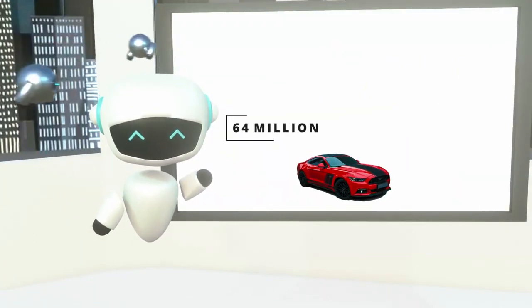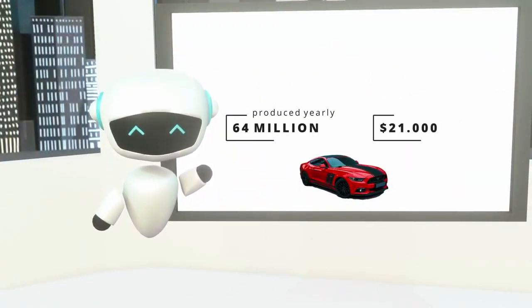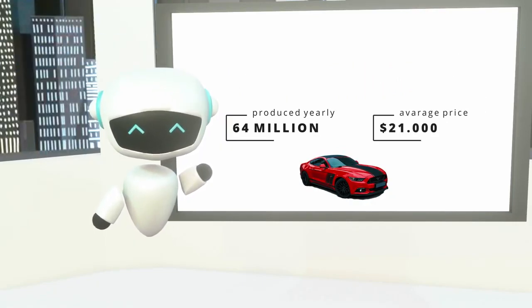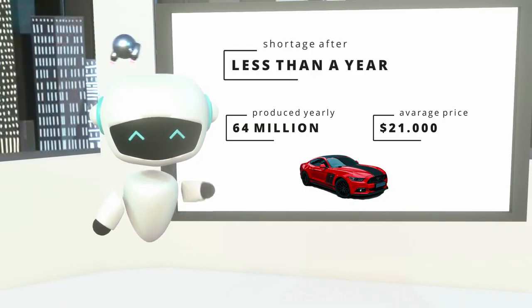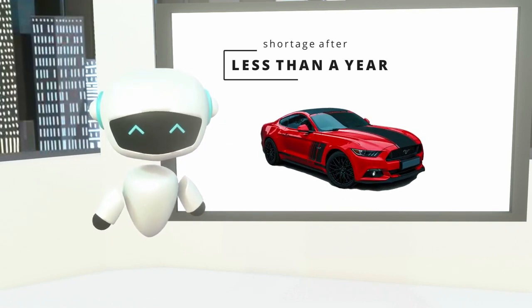Knowing that yearly we manufacture 64 million new consumer cars and an average price per car of $21,000, if all car manufacturers were to hold the Bitcoin they receive from car sales based on a Bitcoin price of $42,000, there would be a shortage in less than a year. Even if the total Bitcoin supply would be spent on cars.